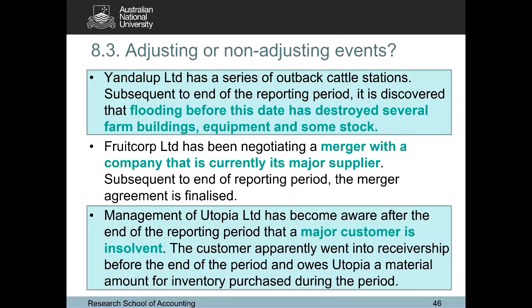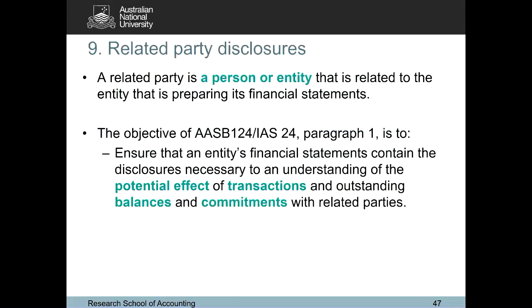This company has become aware after the end of the reporting period that a major customer is insolvent. The customer apparently went into receivership before the end of the period and owes them a lot of money. Is this adjusting, not adjusting? Adjusting. You must have estimated some bad debt, right? So now it becomes clear, all of it is going to be bad debt. All right. Okay, another issue, related party disclosure.